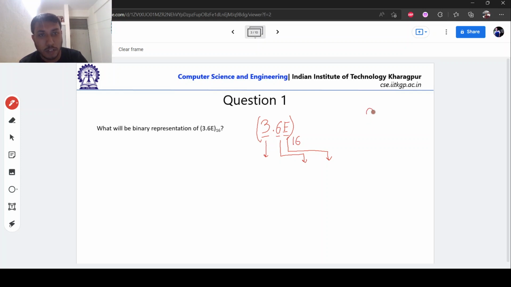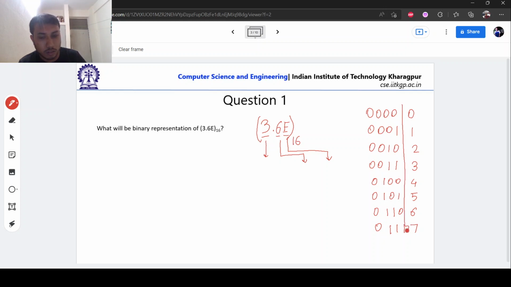I guess it will be very helpful. If 0 0 0 0, it will be 0, 0 0 0 1, it will be 1, 0 0 1 0 will be 2, 0 0 1 1 will be 3, 0 1 0 0 will be 4, 0 1 0 1 will be 5, 0 1 1 0 will be 6, 0 1 1 1 will be 7.